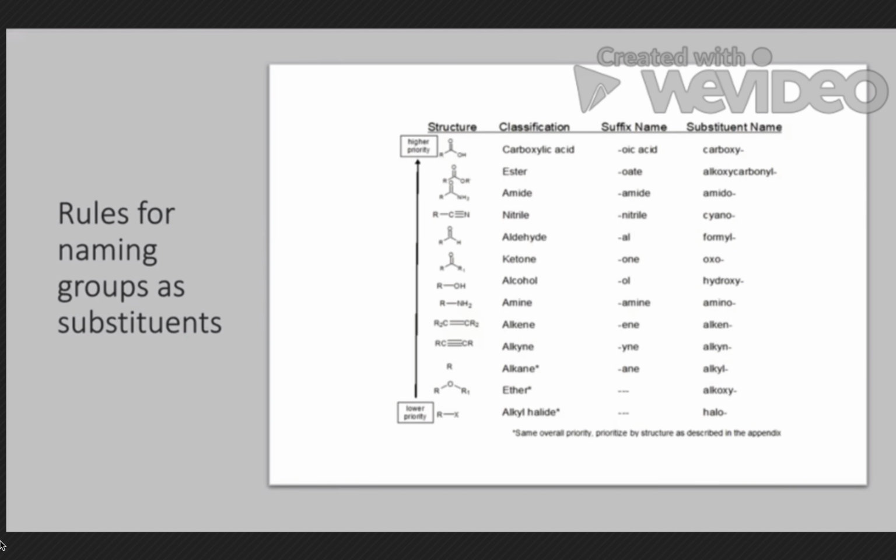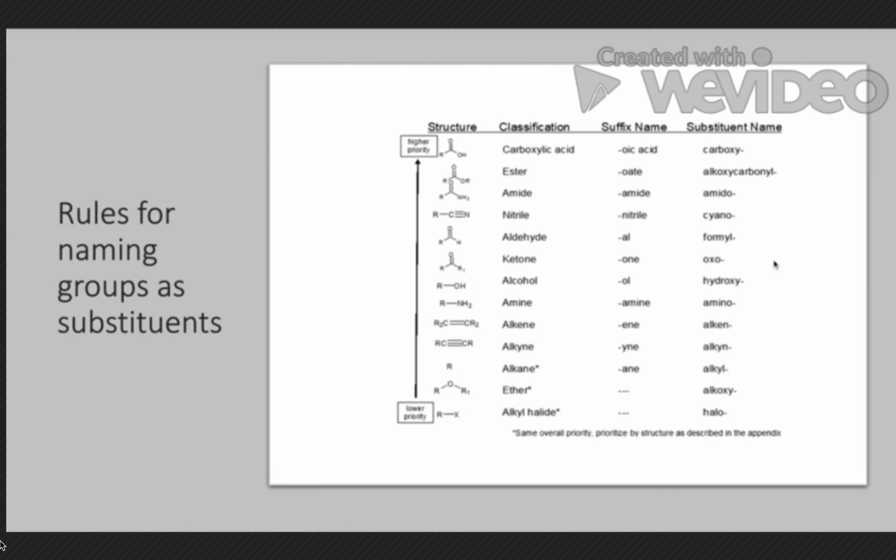We're going to be looking at rules for naming groups as substituents. So we're going to see a very similar diagram to the one we saw on the last slide here, except we also have the substituent name attached to it. A functional group will be named a substituent if it is not the priority functional group in that compound.